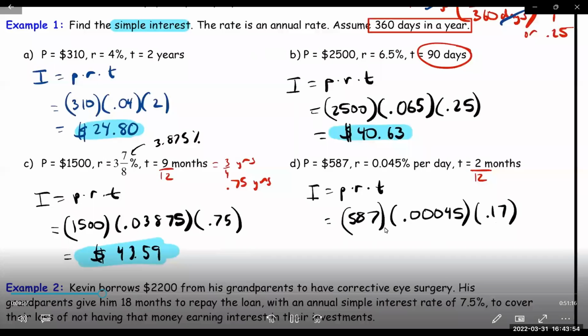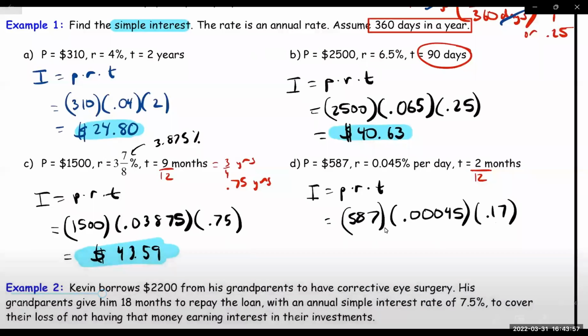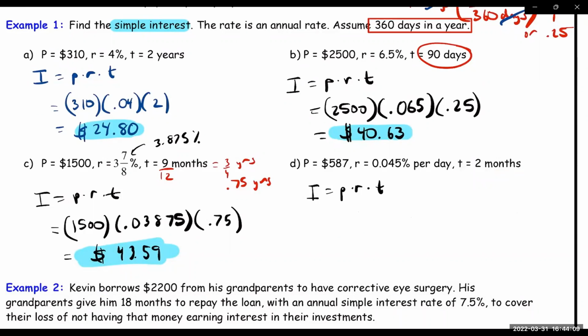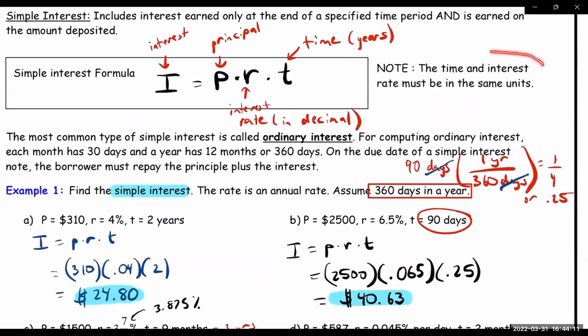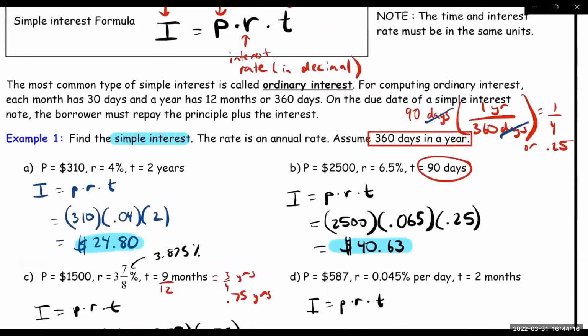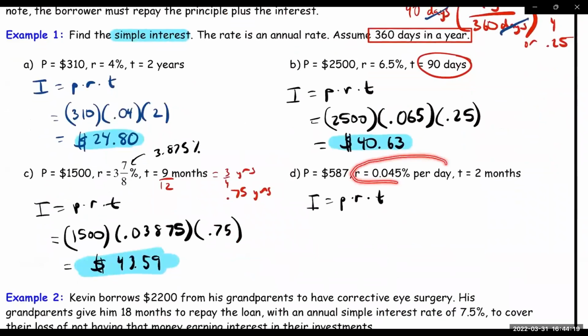4 cents. Wait, did we do this right? Oh, I see what the problem is. Oh man, they tricked us. I didn't even notice this until now. So let's backtrack. Remember they said over here that the time and the interest must be in the same units. So look at the interest. It's not per year, it's per day. So we have to convert this to days so that it'll be in the same unit.